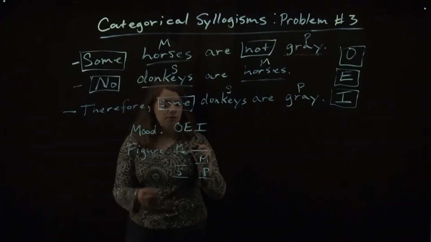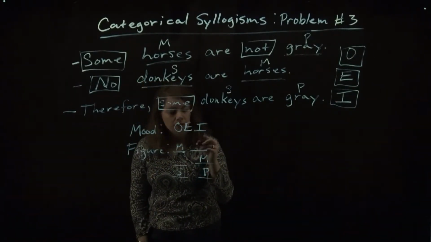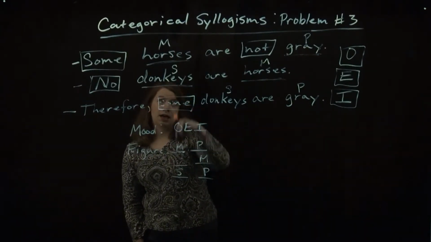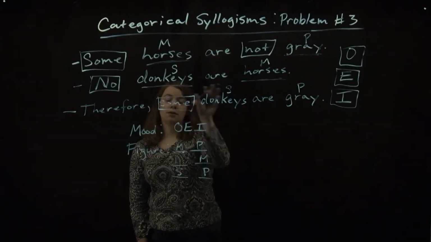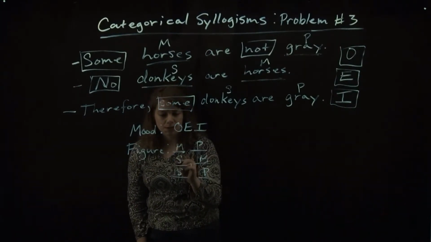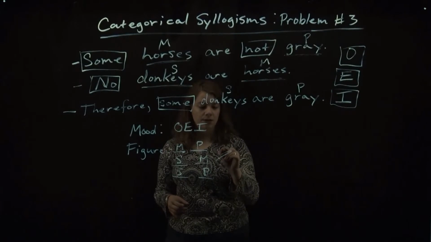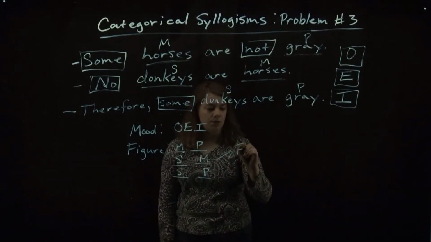So to fill this out, the predicate is our second term in the first premise, and in the second premise, the subject is the first term. All right. So once again, this particular figure is figure 1, if you look at your chart.